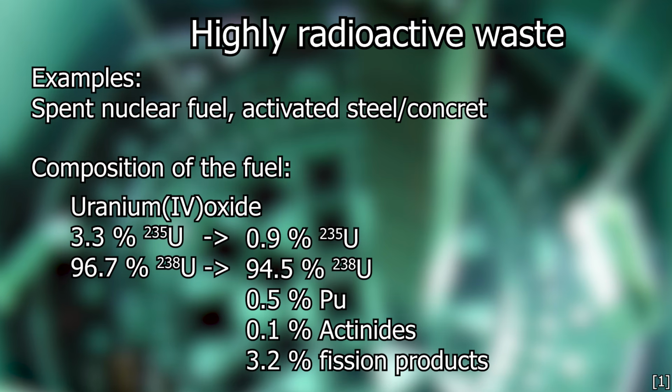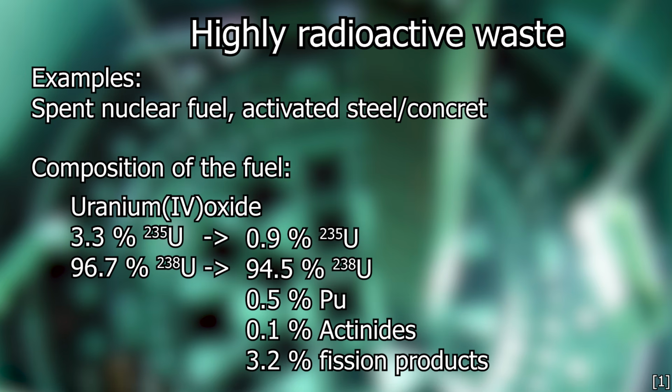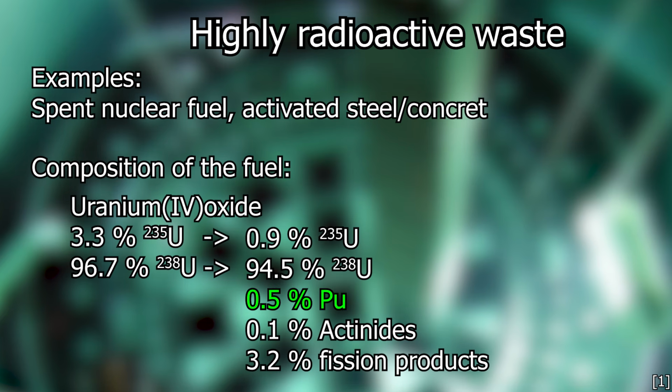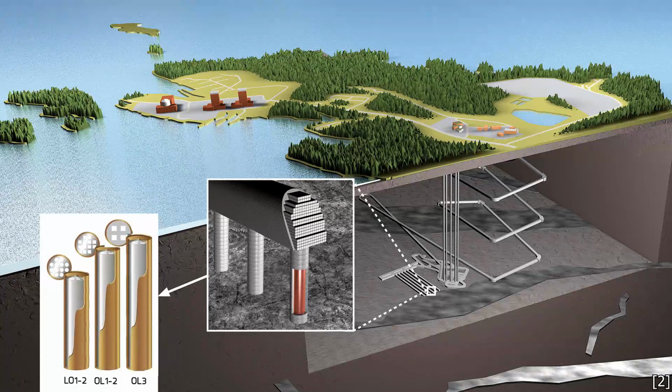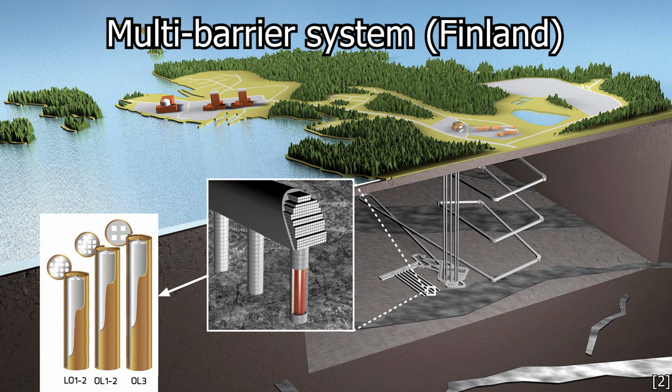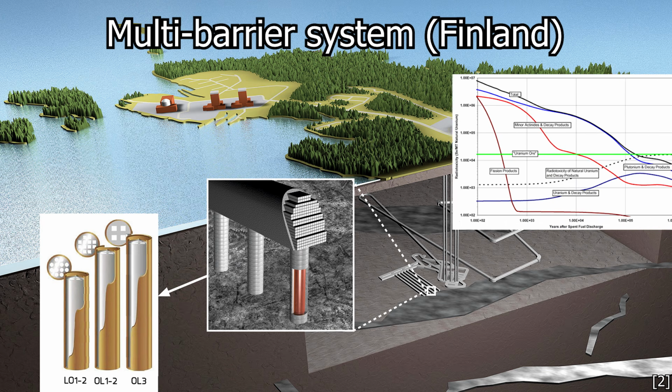The fuel then contains 94.5% uranium-238, 0.5% plutonium and 0.1% actinides, including the bred transuranic elements, i.e. the elements that come after uranium in the periodic table, so 93, 94, 95 and so on. Plutonium, element number 94, is also included but has been given its own category, and the fuel now contains 3.2% fission products. Many of the fission products can be weighted out and then, as in Finland for example, packed in canisters and transported to a deep geological repository with a multi-barrier system.